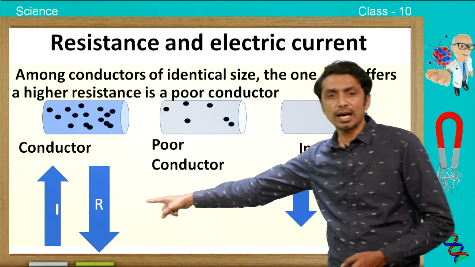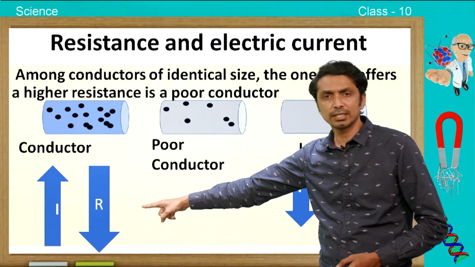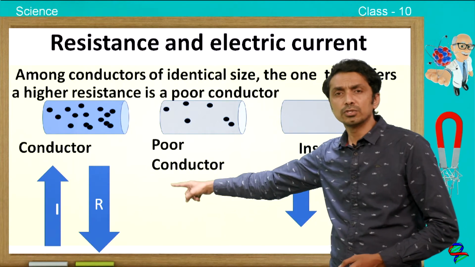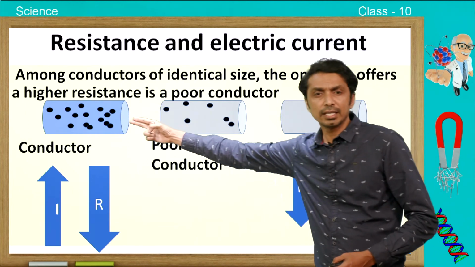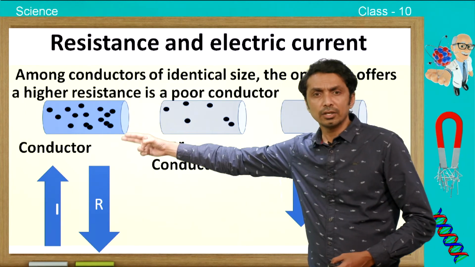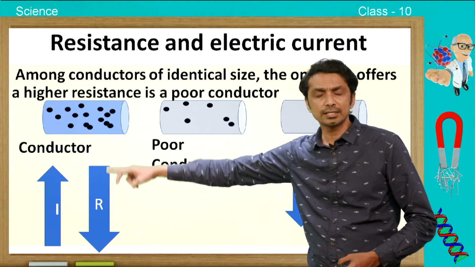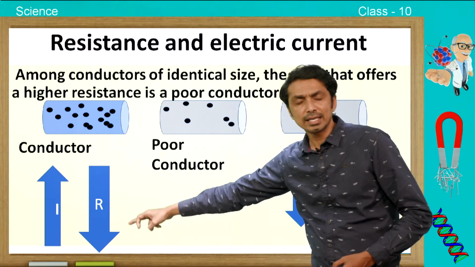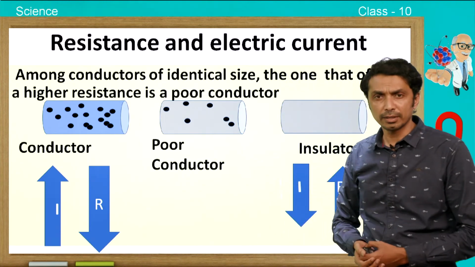I is the symbol used for current, and R is used to denote the resistance of a conductor. Here we have taken a good conductor. As you can see, the electric current is more, whereas the resistance is less. That is why we have shown it with a downward arrow mark.